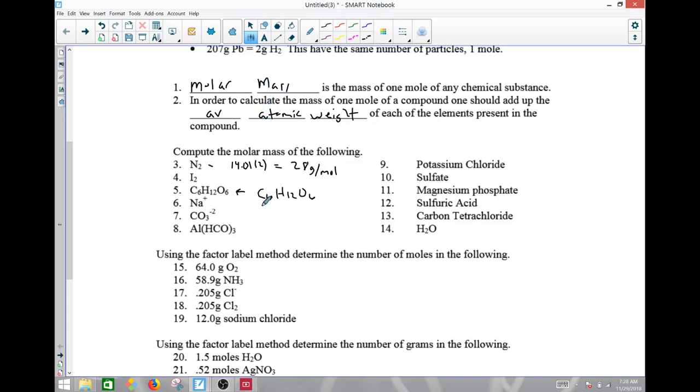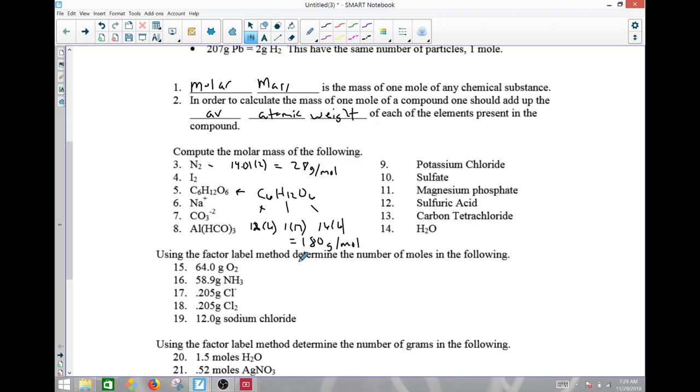So this molecule's molecular weight is 12 times 6, plus 1 times 12, plus 16 times 6. Doing all the math, adding everything up, multiplying everything up, you get 180 grams per mole. Again, this is just a relationship. It's like saying you're going 80 miles per hour. How far did you travel? Well, you didn't travel. It's a relationship.